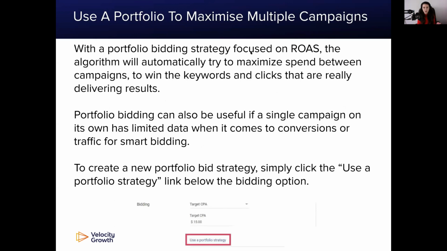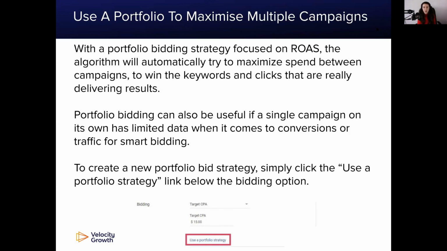You can also use a portfolio to manage multiple campaigns. So there is a portfolio bidding strategy and focus on return on ad spend. The algorithm will automatically try to maximize spend between campaigns to win the keywords and clicks that are really delivering results. So this can be really beneficial if you have multiple campaigns, but you want to distribute your budget effectively across those campaigns with the goal of getting the best return on ad spend.